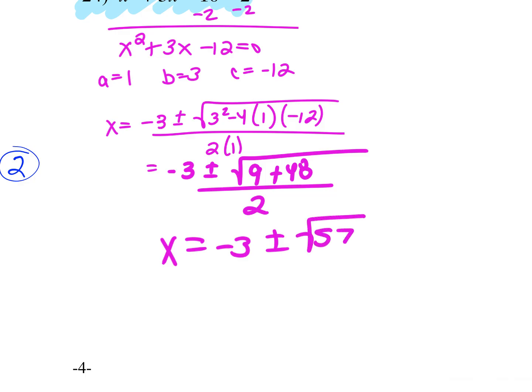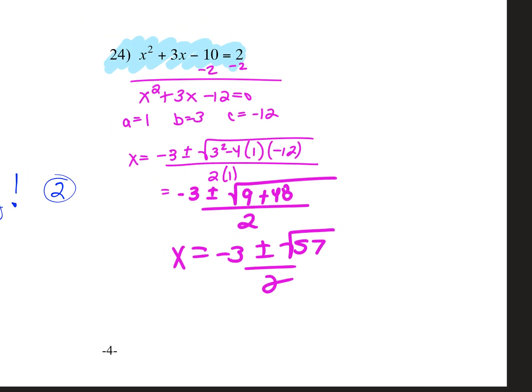57 over 2. Is there any perfect square hidden inside of 57? No. So there's your answer. So 8 of your 10 questions, guys, they're going to tell you exactly what to do.